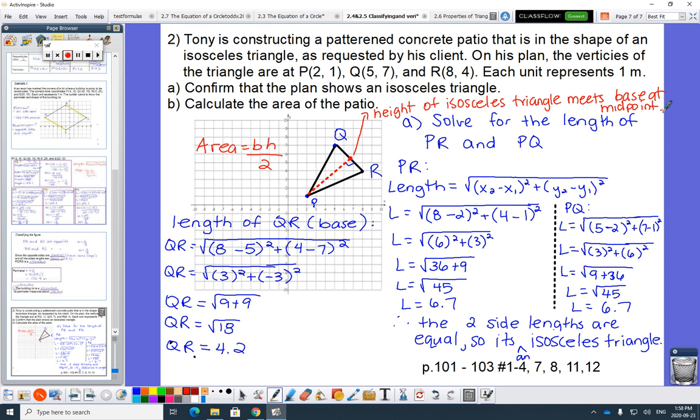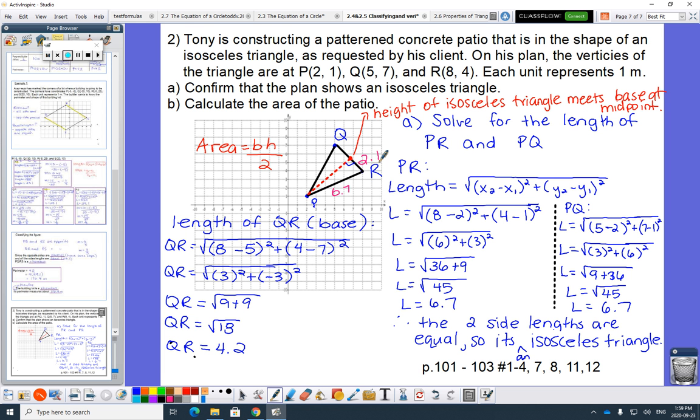Okay, so we can find the midpoint. We know what P is. We could determine its length. You could do that. You can also make this a little bit easier for yourself. How long is PR? 6.7. PR is the hypotenuse. If it's an isosceles triangle and the height meets the midpoint of the base, and the base is 4.2, how long is this line? 2.1.